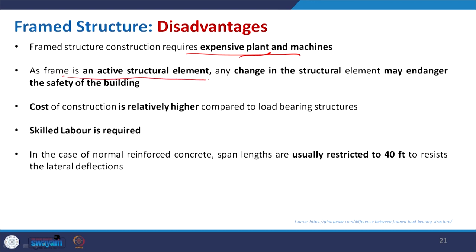As the frame is an active structural element, any change in the structural element may be dangerous for safety. You can make alterations to the wall, because the wall is not carrying any effective load of the building, but any alteration to the beam and column will be dangerous. That is why proper care has to be taken if we have to do something on the beam and column of the concrete structure. And that is why, as we have all experienced post construction, whenever we make alterations, we never damage or cut any structural element, the beam and column.